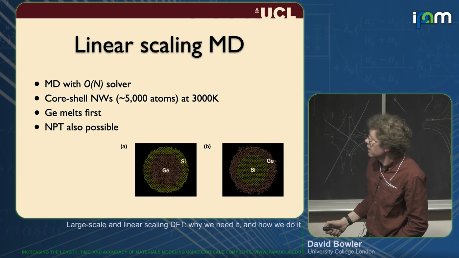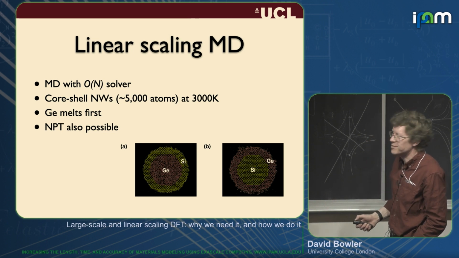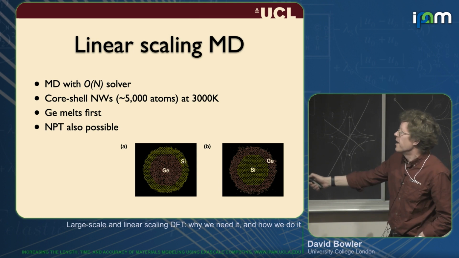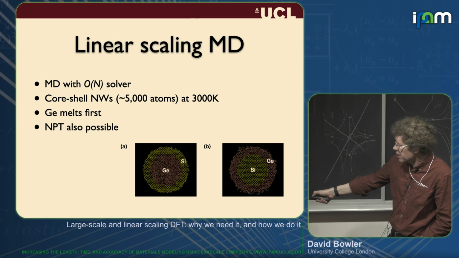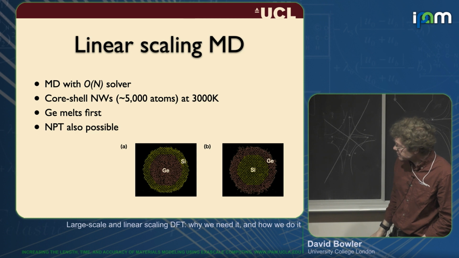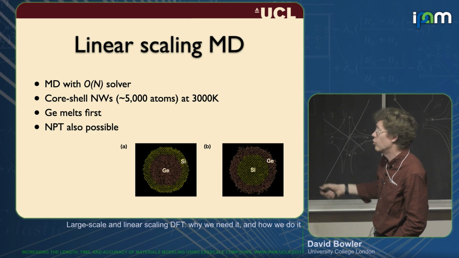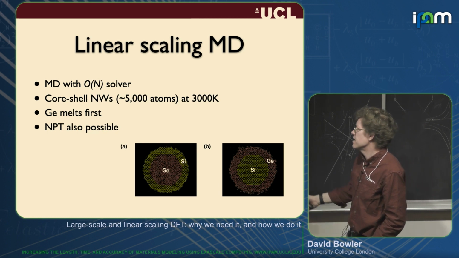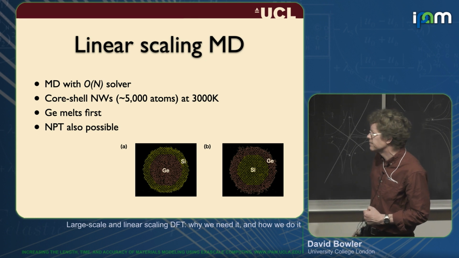We can do MD. We use the extended Lagrangian Born-Oppenheimer dynamics, which is very nice. It means that you're doing everything correctly and properly. This is just a very simple calculation that Tsuyoshi has done looking at core shell nanowires, so comparing silicon germanium, where germanium is in the core, or germanium silicon, where silicon is in the core, and heating them to 3000 K. And what we see here is that in both cases, the germanium melts, and the silicon doesn't, or the germanium certainly melts first. It's not surprising, it's got a lower melting temperature, but it's interesting that it melts first, even though it is in a different location and a very different structure in both cases.